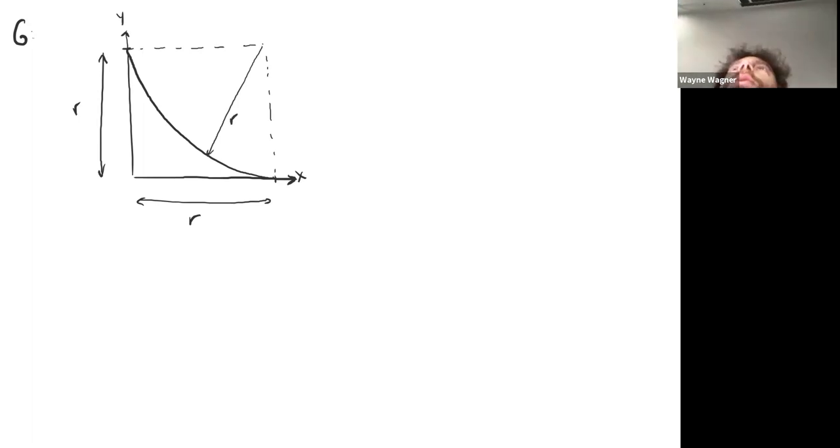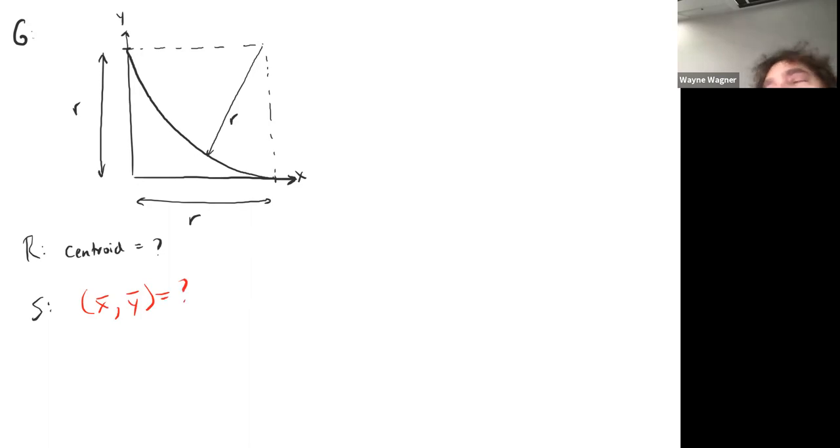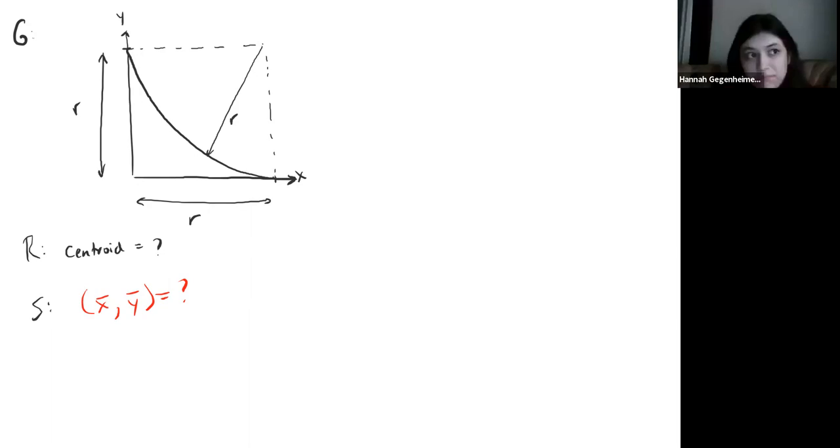Okay, so we want to know the centroid of the plane area. It says given, required. We want the centroid. Solution. The first thing to note is if they want the centroid, they want x bar, y bar equals what? It didn't say it in those words, it just said let's find the centroid. In this case, r is 85 millimeters.